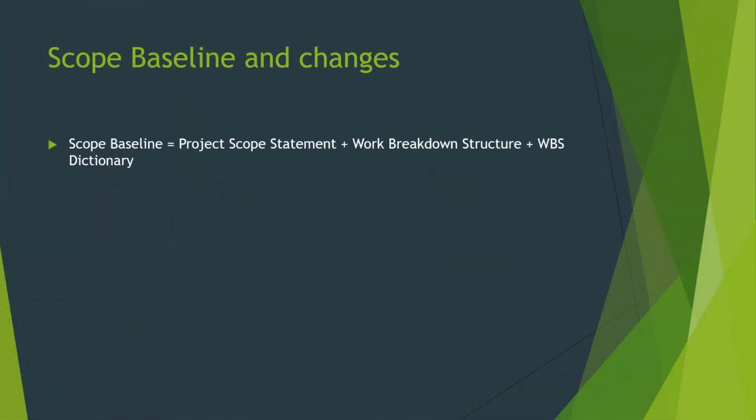If you have seen any of our previous videos on this topic, you already know about this quirky equation, which is scope baseline equals project scope statement plus work breakdown structure plus WBS dictionary. While other baselines could be a single document, scope baseline is a mixture of three documents: project scope statement, WBS, and your WBS dictionary.